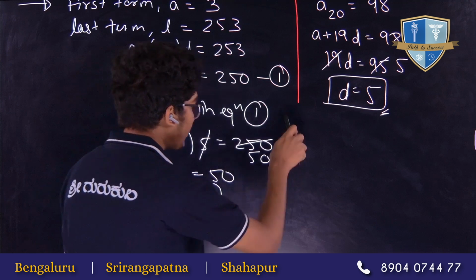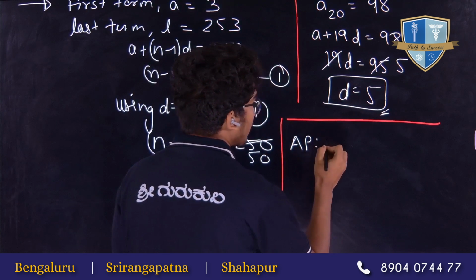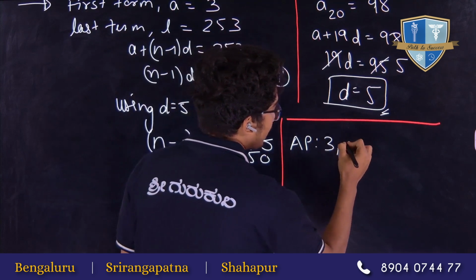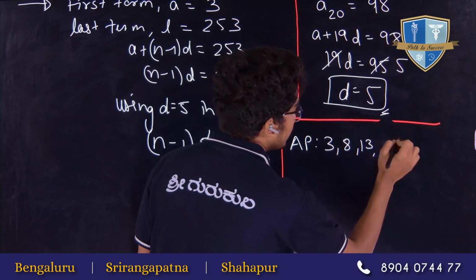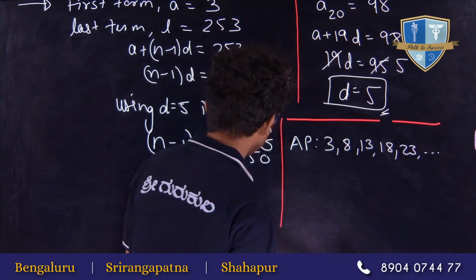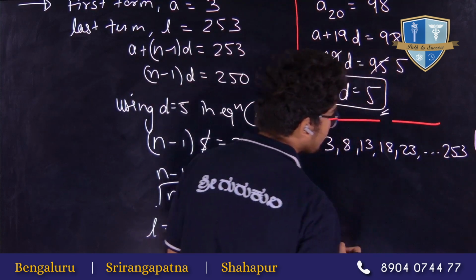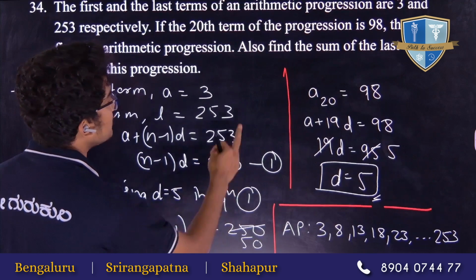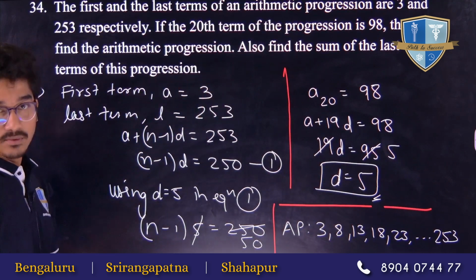We can write the arithmetic progression. How? AP. It will start from the first term, which is 3, and we will add 5. 3 plus 5 is 8, plus 5 is 13, plus 5 is 18, plus 5 is 23, plus 5, and so on. It will go to 253, which is our last term. Now we will see our second question, also find the sum of the last 10 terms of the arithmetic progression.